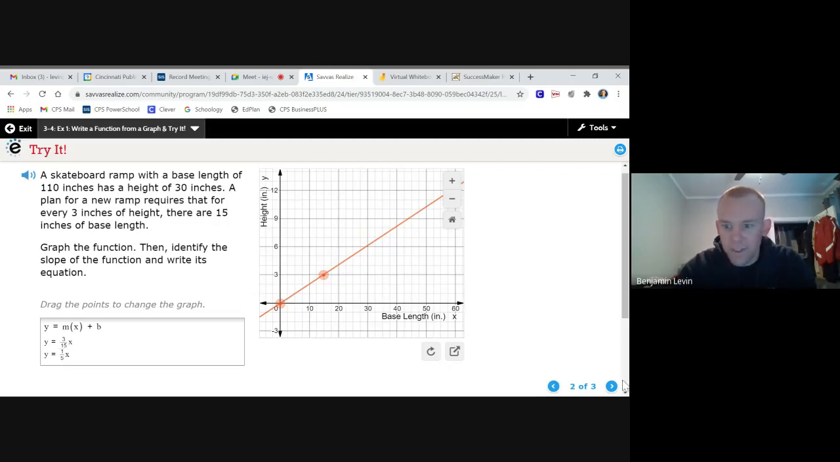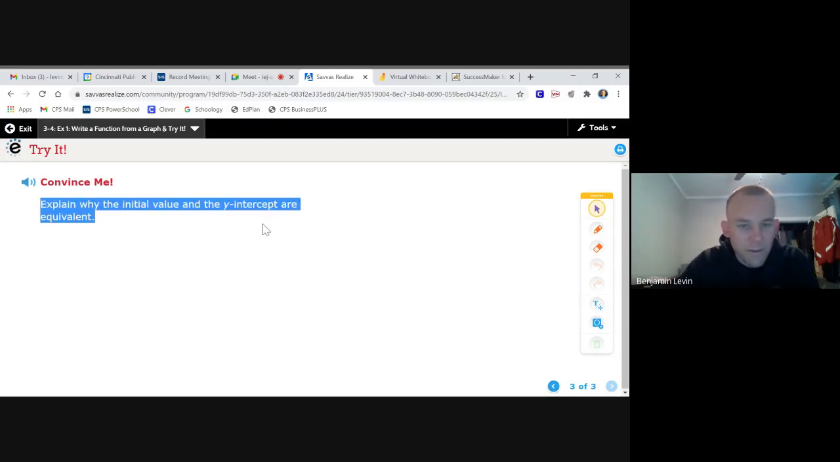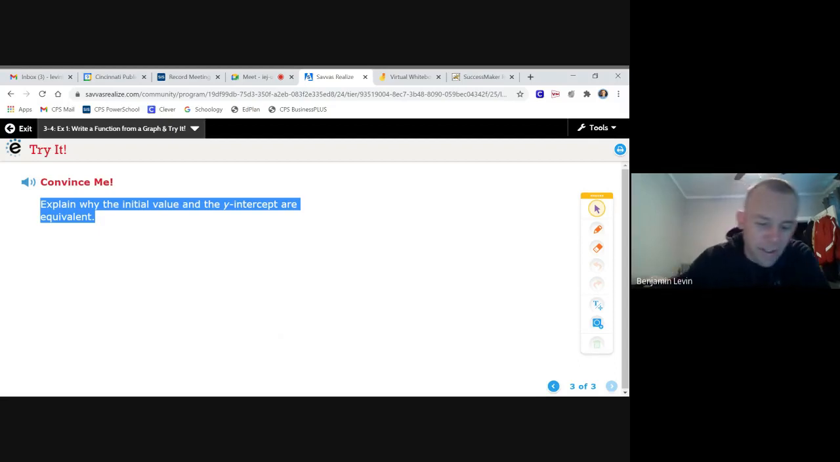All right, let's go on to this next try it. Okay, this one's an easy one. Explain why the initial value and the y-intercept are equivalent. Well, we've been explaining this for a couple weeks now, ever since we started doing linear equations.